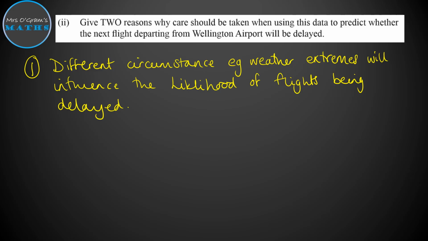The second point I'm going to make is that the amount of data we had was pretty small. There were only 83 flights in it. So extrapolating that out to larger sets of data can be unreliable.